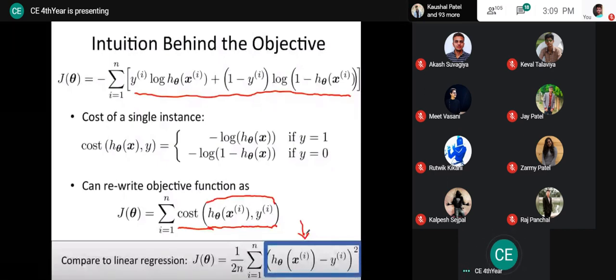And in your free time, just try to plot this squared error function with this hypothesis of logistic regression, right? And you may observe many local minima. You may develop some Python code with different values of x and y. You may plot the graph and you may observe the local minima.